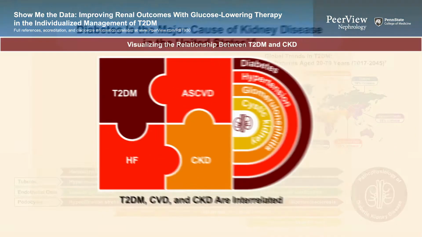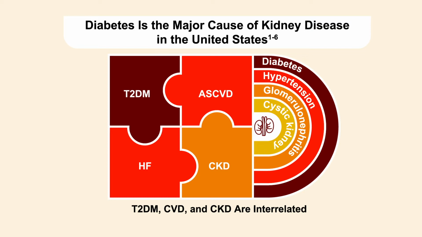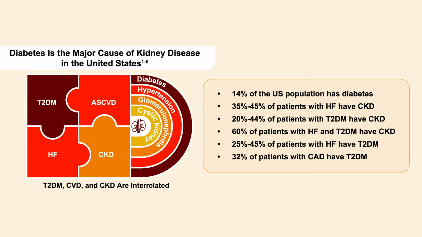Now, as many of you know, there is an interaction between diabetes, risk of cardiovascular disease, and risk of kidney disease. And in fact, if you look at some statistics, 35 to 45% of patients with heart failure have CKD. 20 to 44% of people with type 2 diabetes have CKD. 60% of patients with heart failure and type 2 diabetes have CKD.